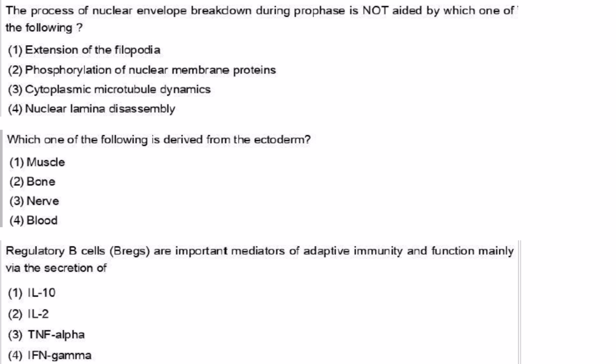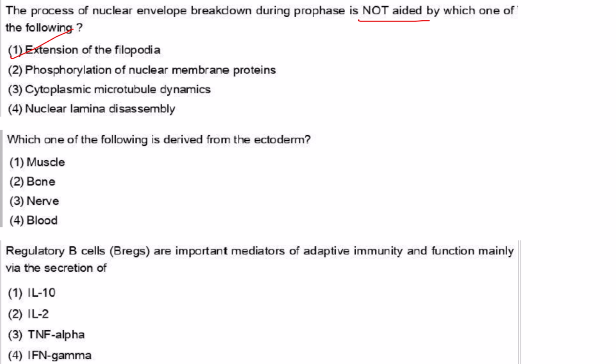Then next one. The process of nuclear envelope breakdown during prophase is not aided by which one of the following? Extension of filopodia. Yes, that's correct. Filopodia, they are finger-like projections of the cell membrane and they are involved in cell movement and adhesion. And it has nothing to do with nuclear envelope breakdown during prophase. Phosphorylation of nuclear membrane proteins, yes, this helps in the disassembling of the nuclear envelope.